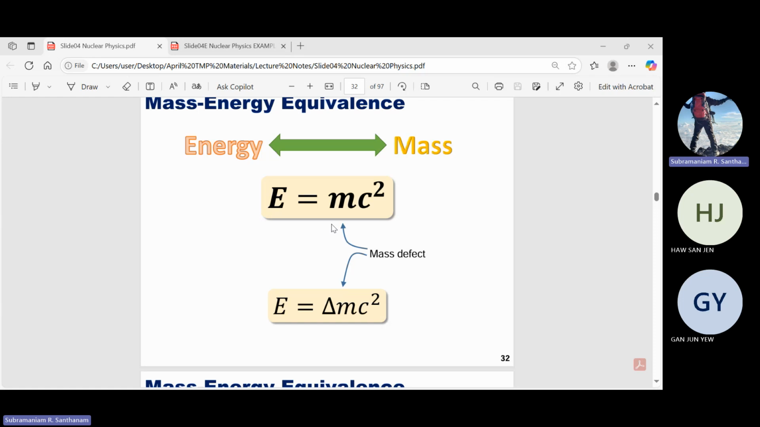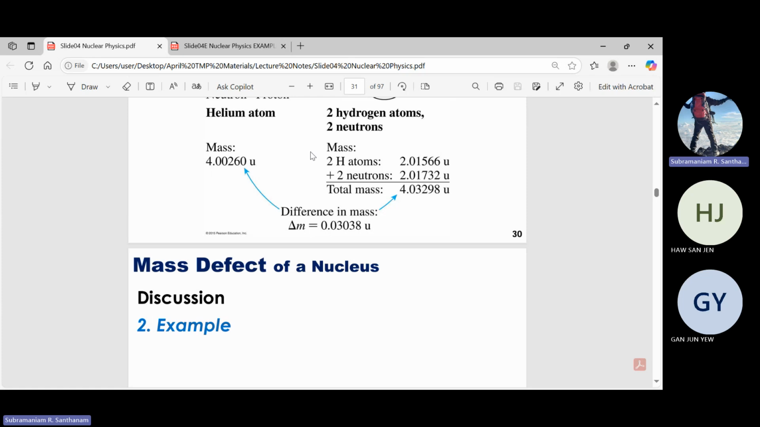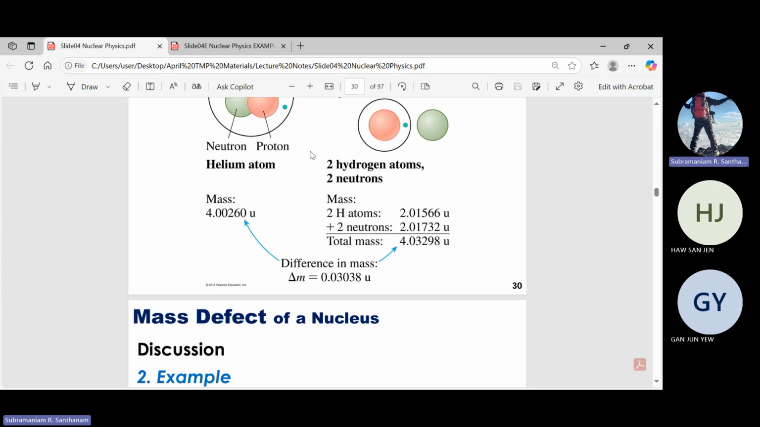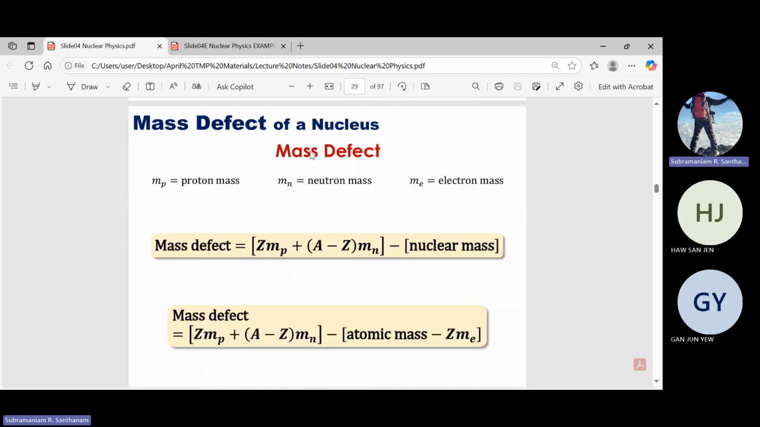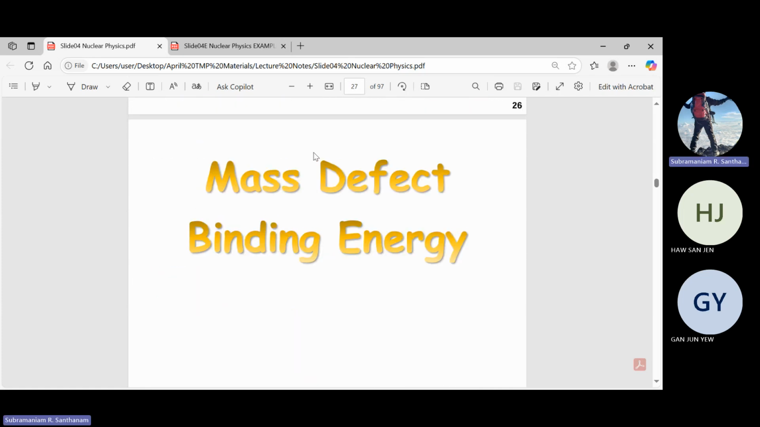So from the last session, we have gone in to discuss the stability of the nucleus. Okay, so we have learned about the mass defect and the binding energy.